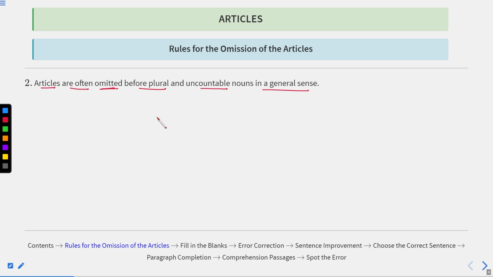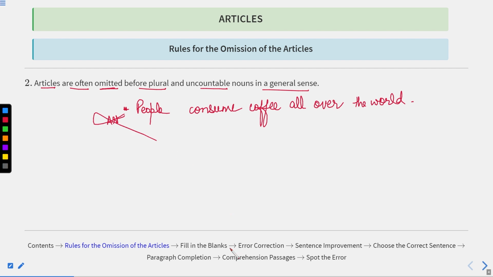For example, let us take an example. Suppose I say people consume coffee all over the world. Now obviously I'm not talking about a special category of people all over the world. Okay, I'm talking about all the people of this world. I'm not talking about people in particular sense, or I'm not making people particular over here. So before this I cannot use any article. Okay, I cannot use any article.